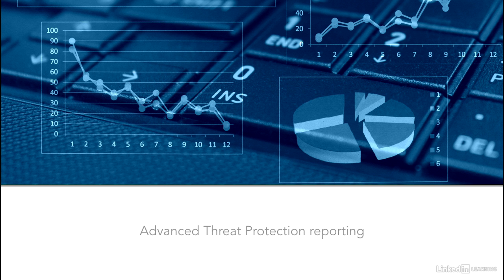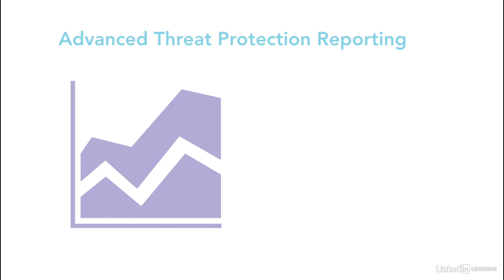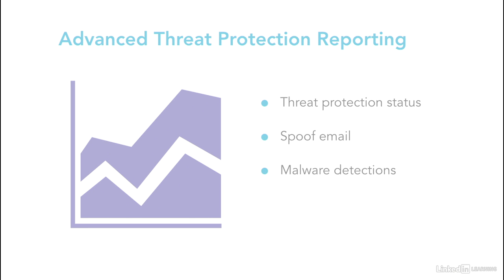These reports are also available in the Security and Compliance Center. The reports are delivered in real time and include the threat protection status, spoof email and malware detections, and email reports, which include details of the top email senders and receivers, top malware and spam detected. And for each report, you can drill down into the activity and request the report emailed to you, covering a defined time period.